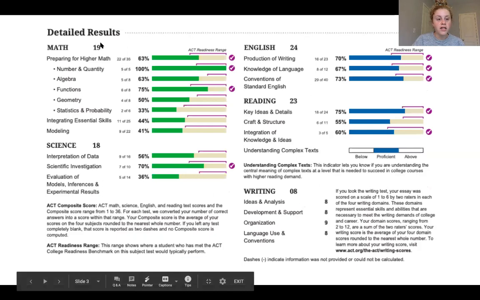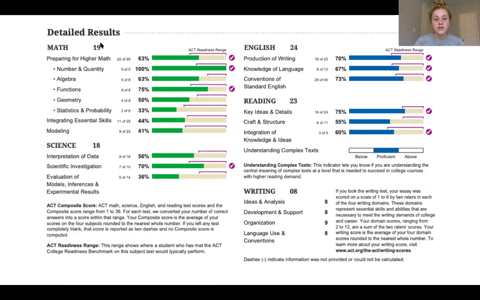Moving right along, if you scroll down on that ACT score report, you should see this section titled Detailed Results. So we know that this student got a 19 on the math section of their ACT, and the sections under it are the descriptions or examples of the math questions that the student saw on the test. Out of the 35 questions in the math section, this student got 22 of them correct.